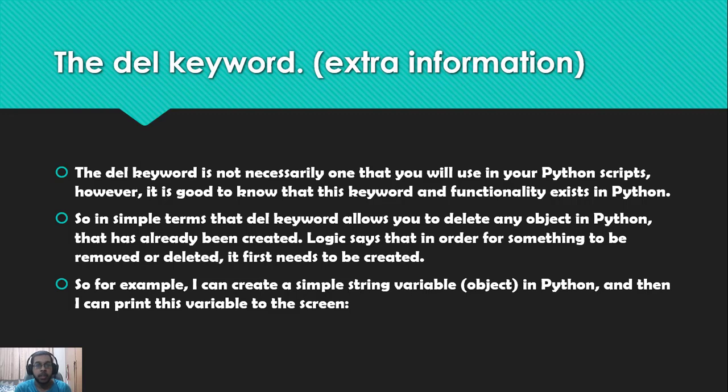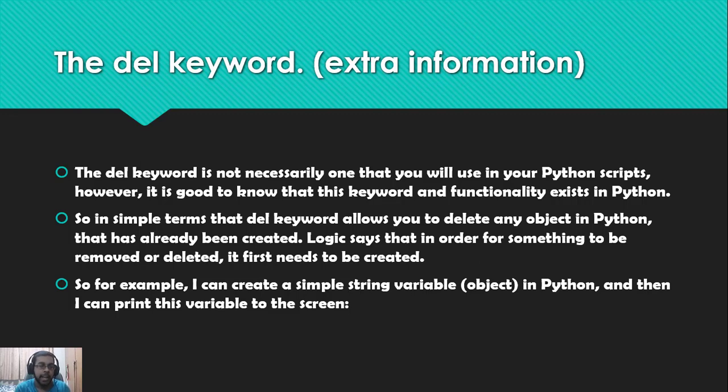The del keyword, extra information. The del keyword is not necessarily one that you will use in your Python scripts. However, it is good to know that this keyword and functionality exists in Python. So in simple terms, the del keyword allows you to delete any object in Python that has already been created. Logic says that in order for something to be removed or deleted, it first needs to be created.